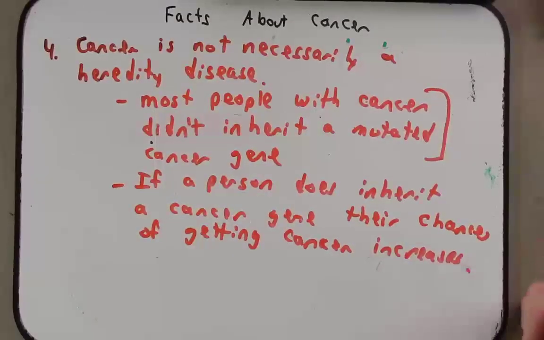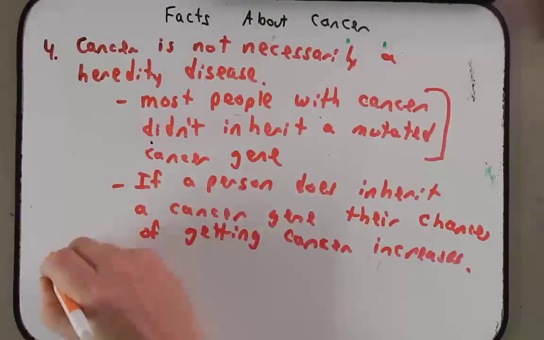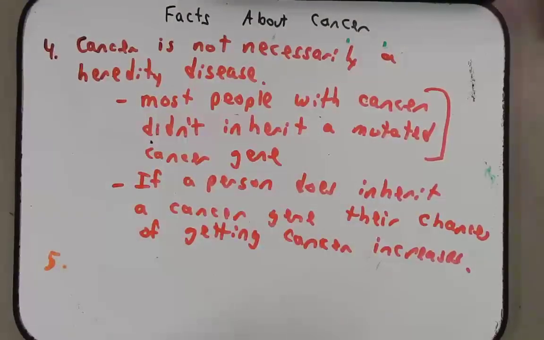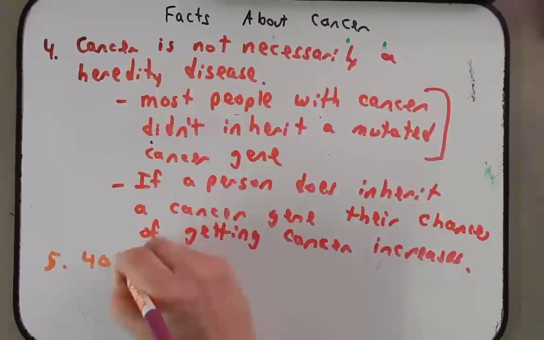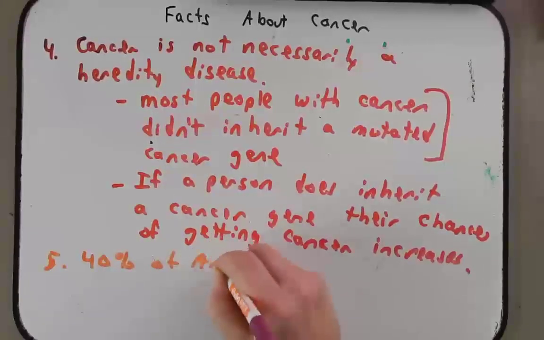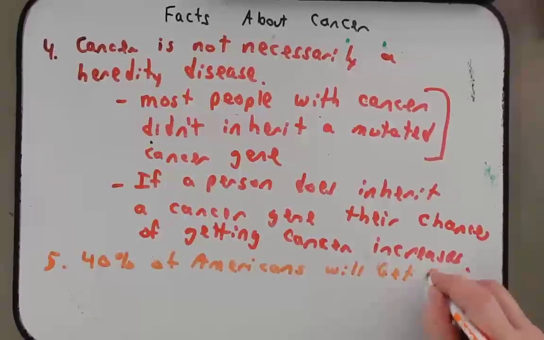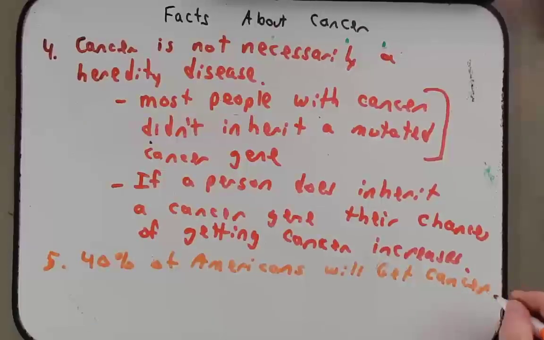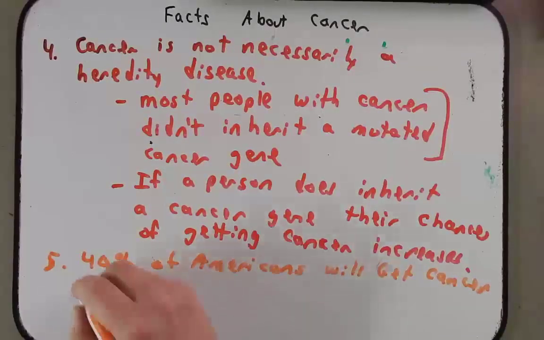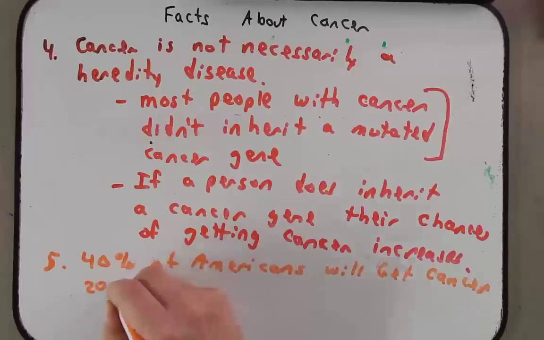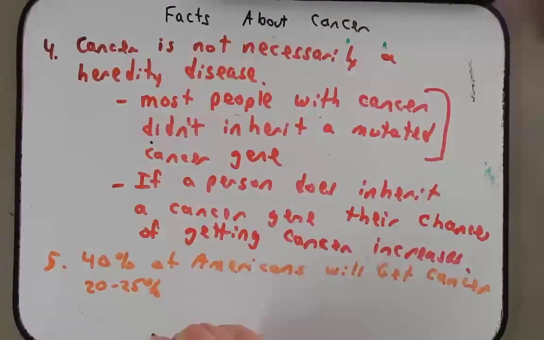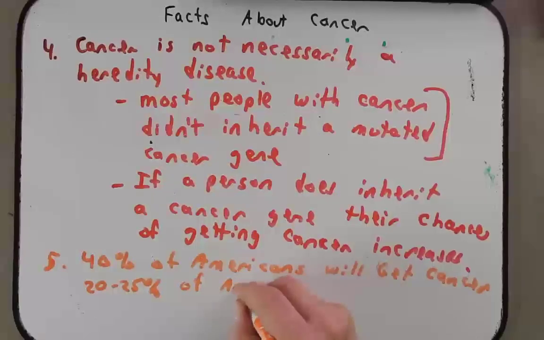So if you're born with one, that just makes it that much easier to get to that critical mass of mutations. The last fact about cancer I'm going to talk about is the incidence of cancer. Now, this varies greatly depending on the kind of cancer, so these are just very general terms. We know that, statistically speaking, about 40% of Americans will get cancer. This number is pretty similar to any industrialized country. We also know that about 20 to 25% of Americans die from cancer.